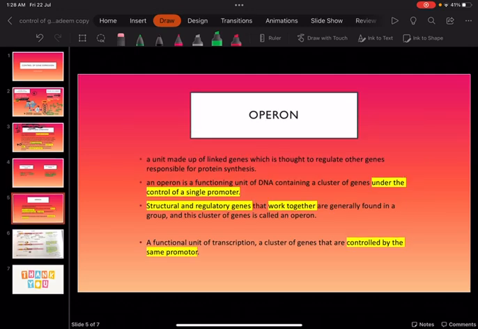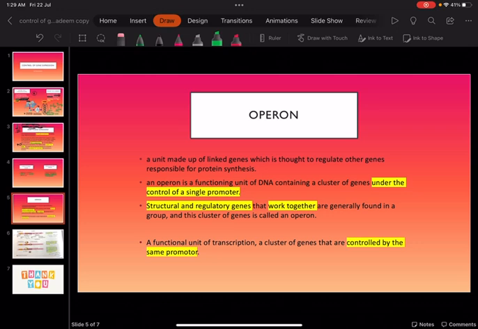Then another very important term is the operon. So what is the operon? It is a unit that is made up of linked genes which is thought to regulate other genes. Now, I'll be giving the example ahead using a diagram, but just in order to understand the word itself, we are going to go through these bookish definitions. So, operon basically consists of a number of genes that include the regulatory genes as well as the structural genes.